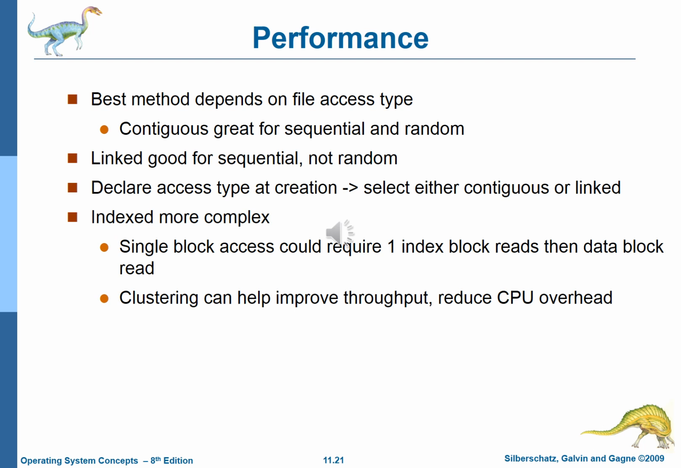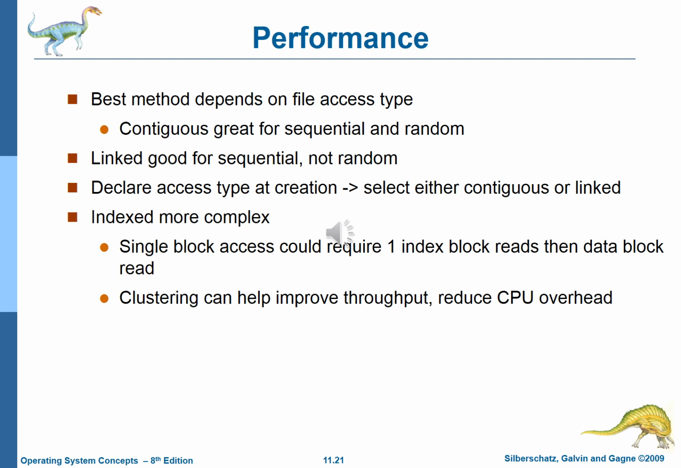There are many advantages of different allocation methods. Contiguous allocation is good for sequential and random access. Linked allocation is good for sequential, but not good for random access, because if you want to access any block, then all the previous blocks have to be accessed. But in case of sequential access, suppose you want to access block number 5 and you are currently at block number 4, then block number 4 contains the address of block number 5. So for sequential access it is easy.